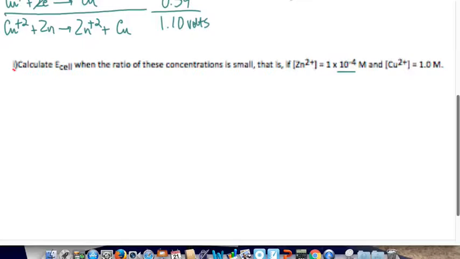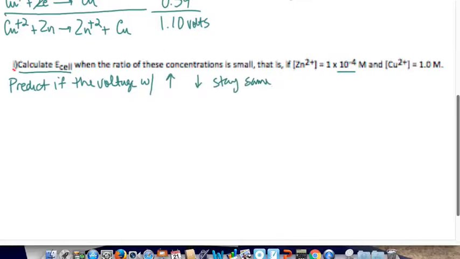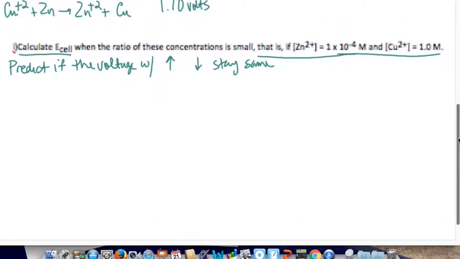I want to change this question a little bit. We're going to calculate it eventually, but more commonly, you'll get a question that says, predict if the voltage will increase, decrease, or stay the same if those concentrations are in play. So that's another way they'll ask the same question, where you don't actually have to pull out your calculator. And this is where knowing the Nernst equation makes life a little bit easier. So first thing, let's just plug it into Nernst and talk about it.